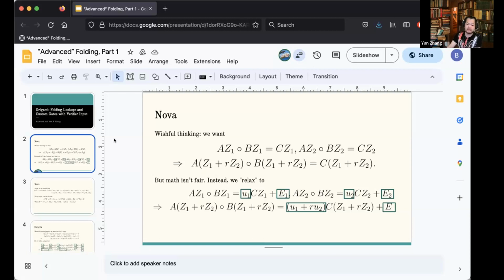But this doesn't work. And this is why in Nova we relax and introduce two things. We needed 2 degrees of freedom. One is a coefficient in front of the right-hand side, and one is an additive term on the right-hand side. Luckily, having these two is enough. So this is how I think about the relaxation: you replace any right-hand side by u times it plus e, as in this picture. Okay, next slide.